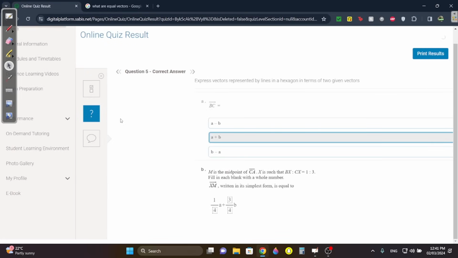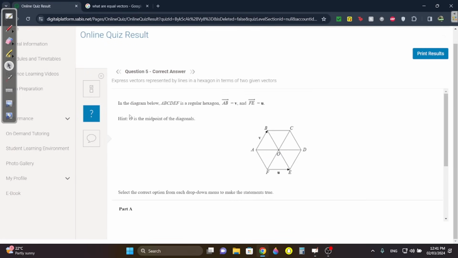Question 5. You have a hexagon, AB is V, and FE is U. And pay attention, they say regular hexagon. This is geometry, but a regular hexagon forms 6 equilateral triangles. That means all the sides are equal to each other. They're all equal.